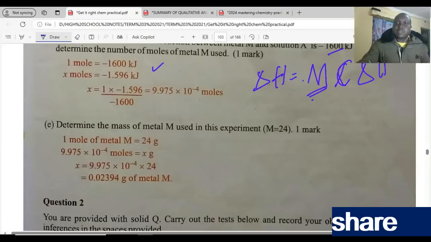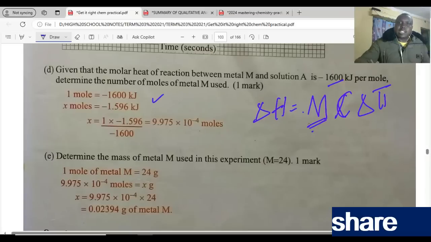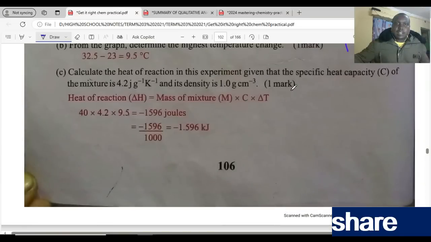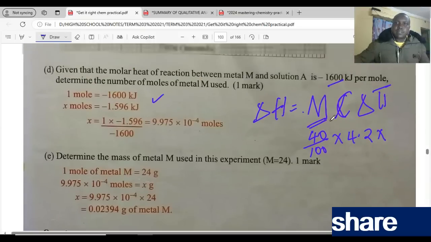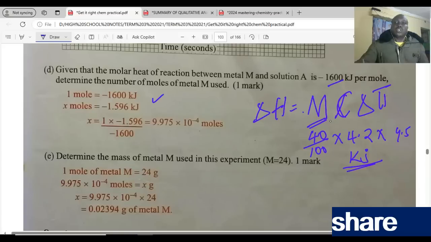So here you would have written, if you wanted to calculate the heat change, you simply take 40. This is in grams, you divide by 1,000 to change it into kilograms, times specific heat capacity 4.2 times our temperature change. For example, in this case it was 9.5, times 9.5. So the answer you get here is in kilojoules. The J should be in capital and K in small. So this one is the heat change.